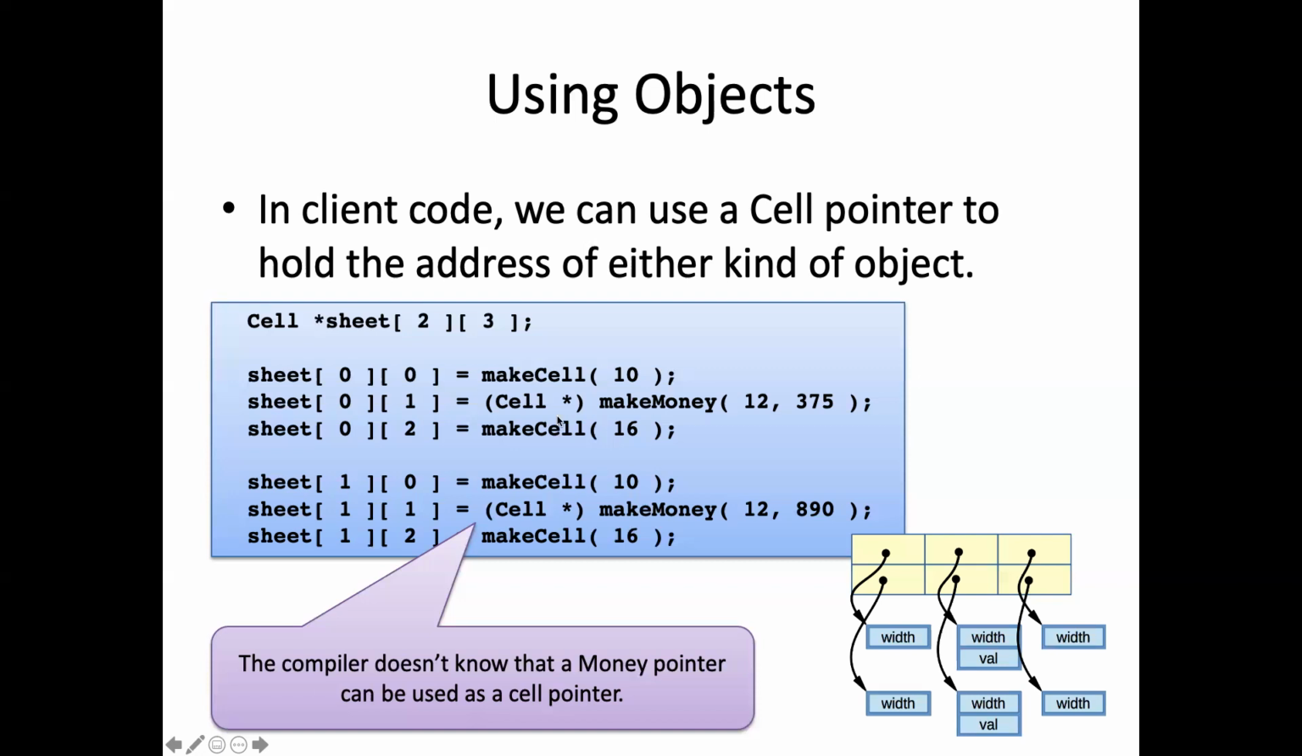So it is unfortunate that I have to do that, because if I was in a real object-oriented language, it would know that cell is a superclass and money is just an extension of it. But C doesn't know that. It doesn't know what I'm trying to do.